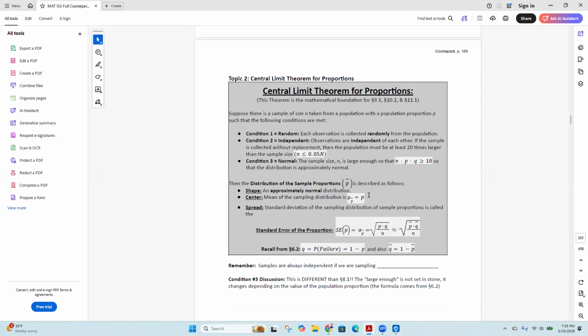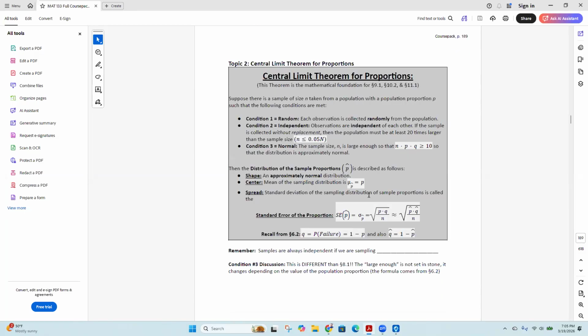Here it is. Now, it's very similar to the central limit theorem for means. There's just a couple of small differences. So why do we have two separate ones? Well, because sometimes we're talking about means and sometimes we're talking about proportions. I gave you an example earlier where we wanted to measure the average height of everyone, or we wanted to measure who's going to win the next election. One's a mean, one's a proportion. But they're very similar.